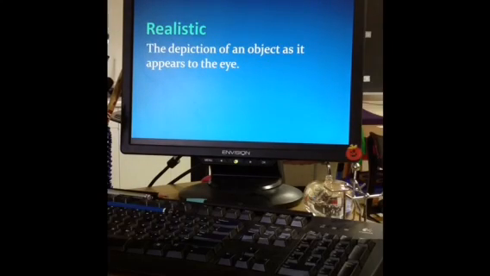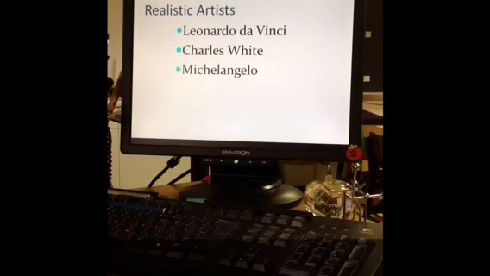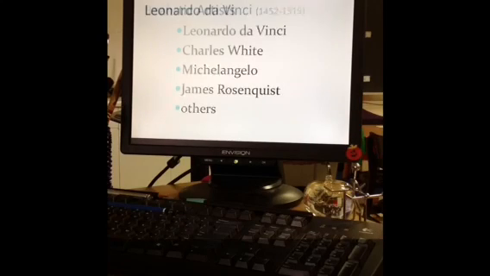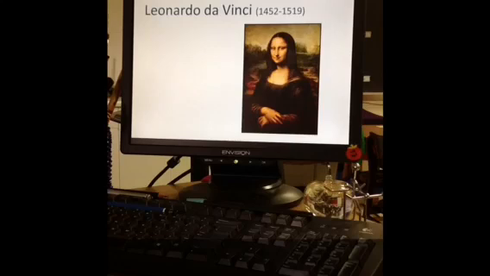Realistic basically means that the object is going to look exactly like it would. So think of a photograph. If we took a photograph, that's a pretty realistic interpretation of what the actual object is. Some realistic artists that you might be familiar with are Leonardo da Vinci, Charles White, and Michelangelo. And James Rosenquist was another, as well as others.